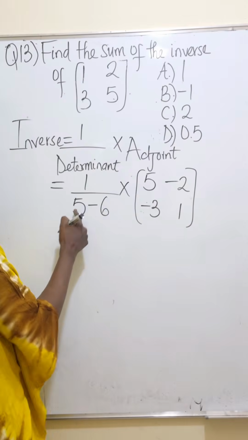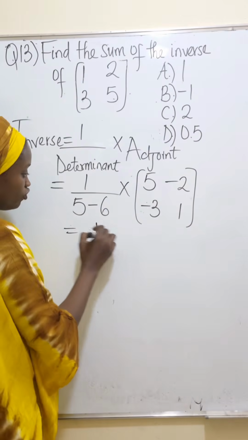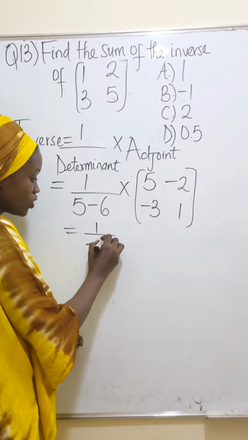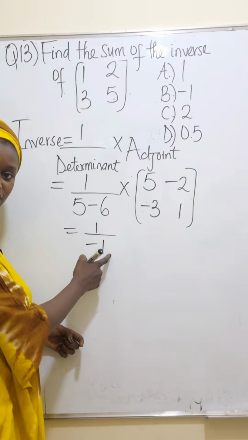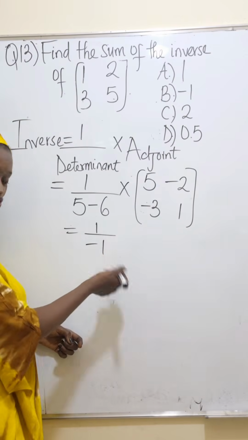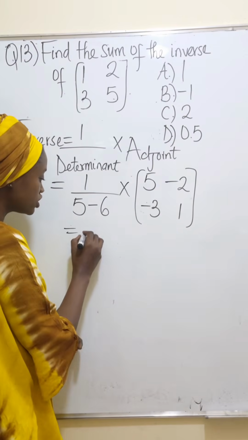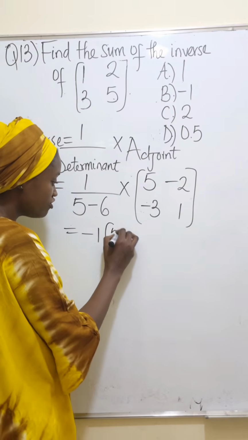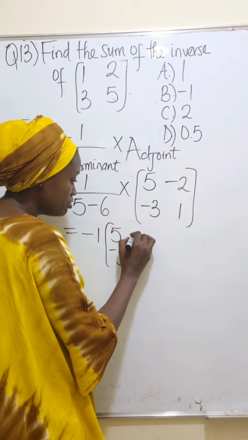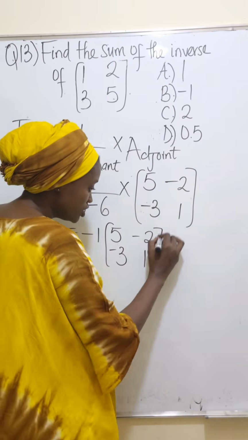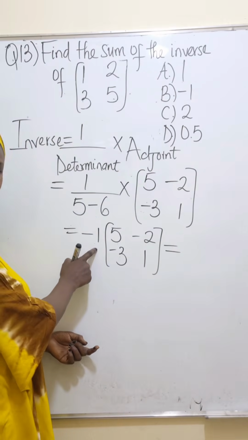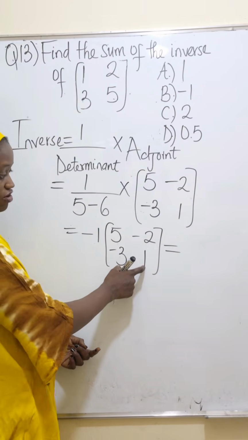So we have 1 over 5 minus 6, which is what? Minus 1, right? Then 1 divided by 1 over minus 1 gives us what? Minus 1. So this becomes minus 1. Then we have 5, minus 3, minus 2 and 1. So now we multiply the minus 1 by each of the values we have here.